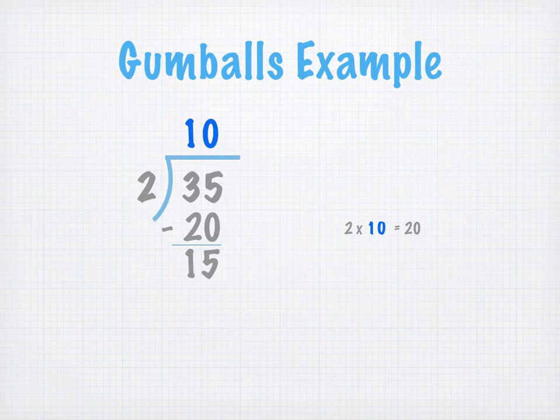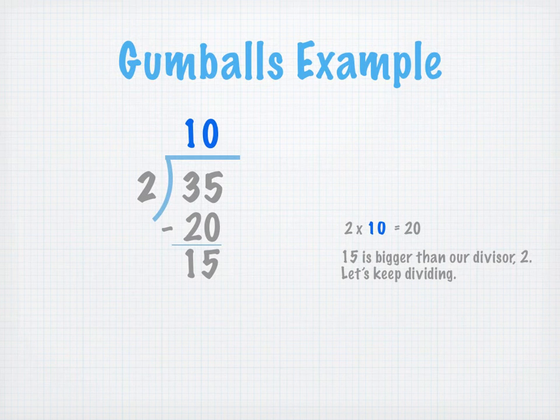So if we have 15 left and there's 2 of us, well, that means that we could still divide the remaining 15 up amongst the 2 of us here. So let's do that. 15 is bigger than our divisor. Like I said, our divisor is 2. So we'll keep dividing. And you might have already seen that 2 can go into 15 7 times. 2 times 7 is 14.